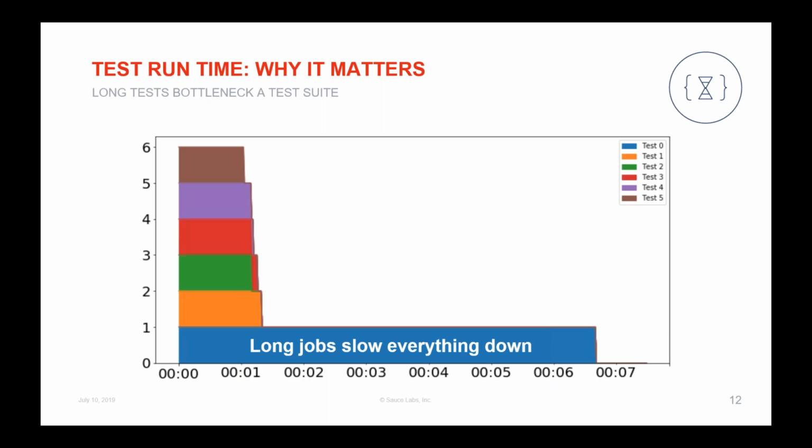This is visualizing that whole bottlenecking concept. You've got all these short tests, and then you've got one long test that drags up the average and also bottlenecks the fastest possible rate at which the test suite can finish executing.